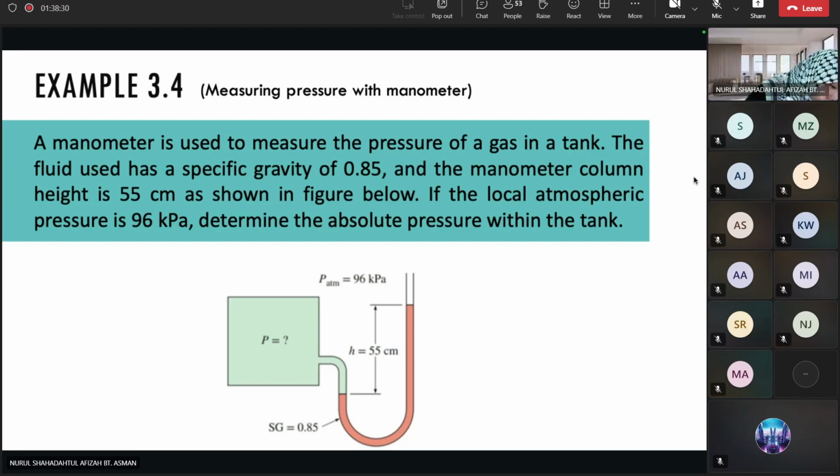And specific gravity given. Height pun ada. Atmospheric, ada 96. This one, don't forget to change it to meter.